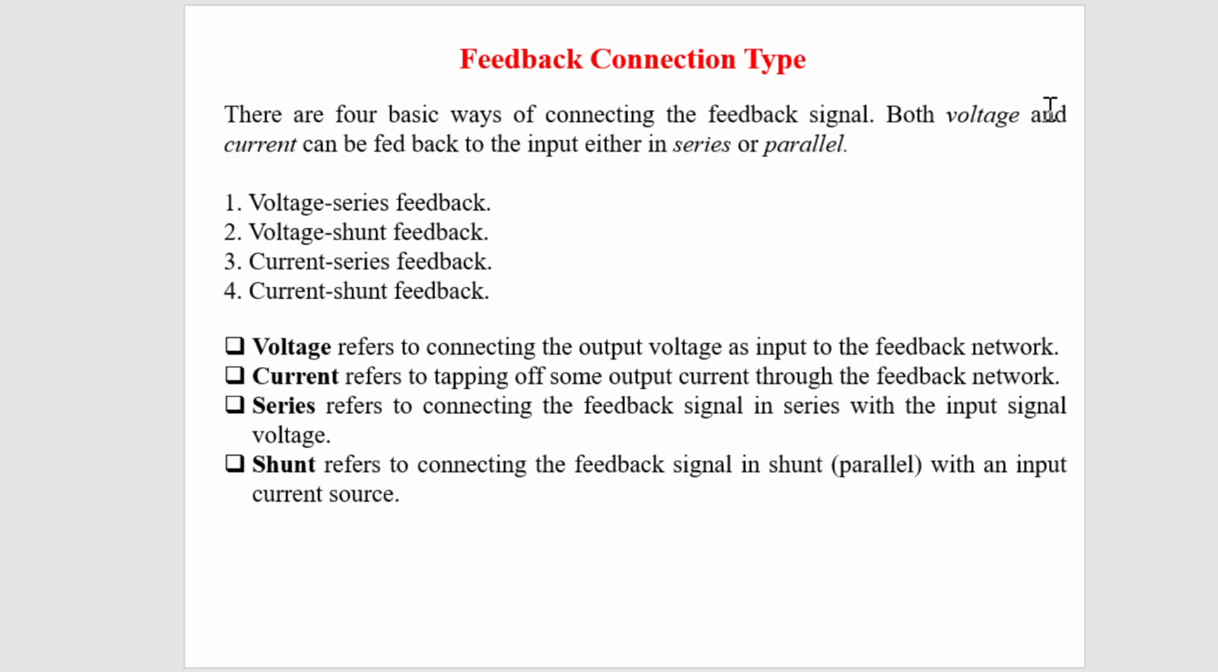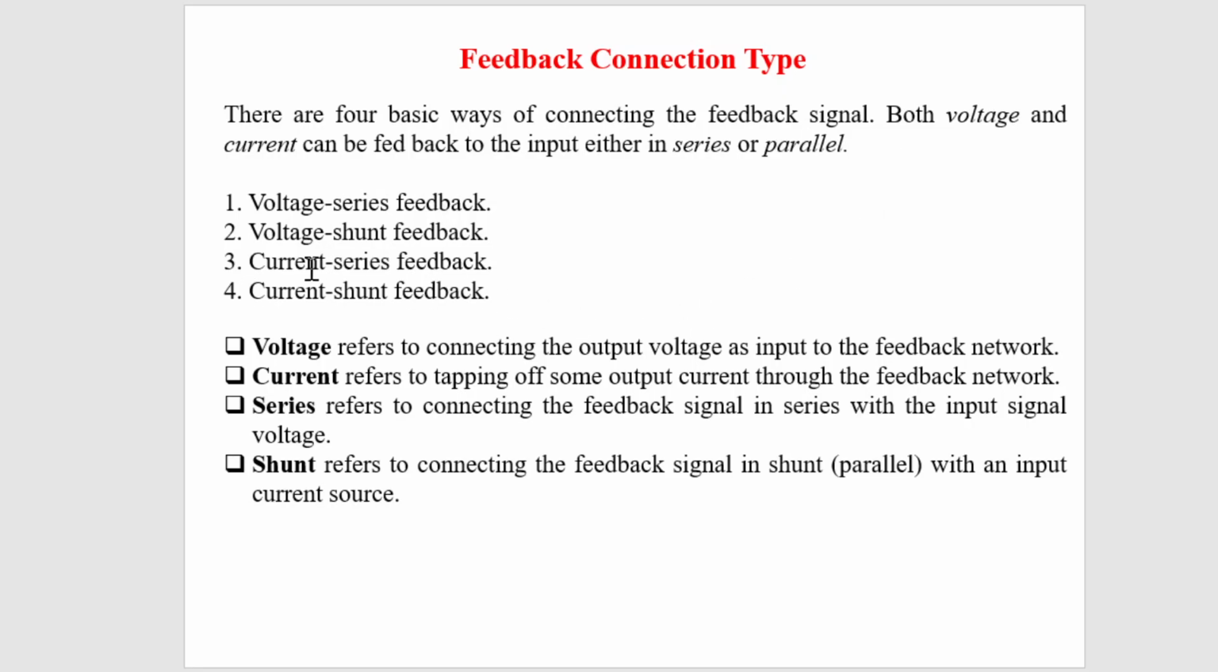that is voltage series feedback. If this voltage is fed back in parallel to some current source, that is voltage shunt feedback. Similarly, if a current is fed back in series with some voltage, that is current series feedback. If current is fed back in parallel to some current source, that is current shunt feedback.